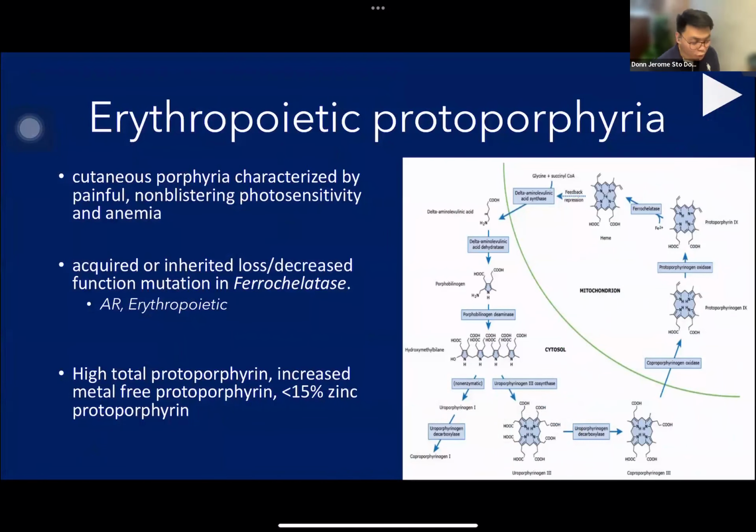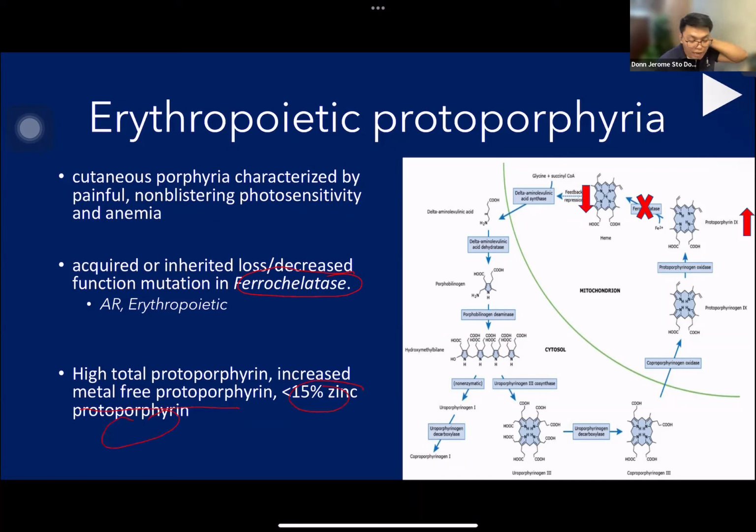Lastly is your erythropoietic protoporphyria. This is a cutaneous porphyria characterized by painful, non-blistering photosensitivity as well as anemia. This is an acquired or inherited loss or decrease in function in your ferrochelatase. This is autosomal recessive, primarily affecting the erythrocyte, which will lead to an elevation in your metal-free protoporphyrin, as well as in your zinc protoporphyrin levels.